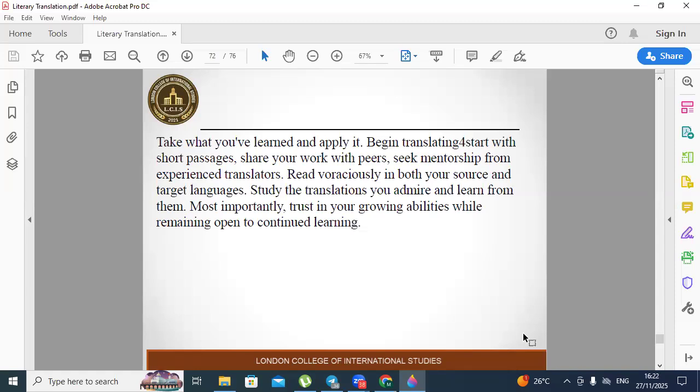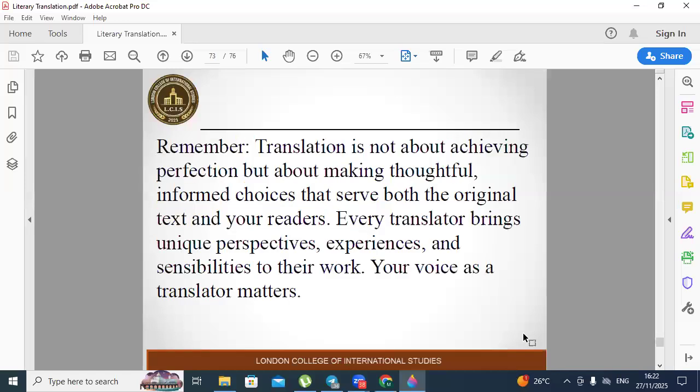Confidence and humility must coexist. Trust that you can make good decisions while recognizing you will continue improving. This balanced mindset sustains professional development. Remember that translation is not about achieving perfection, but about making thoughtful, informed choices that serve both the original text and your readers. Every translator brings unique perspectives, experiences, and sensibilities to their work. Your voice as a translator matters.